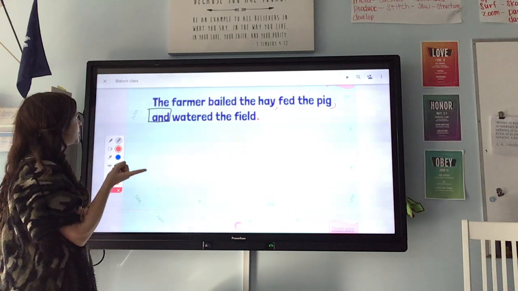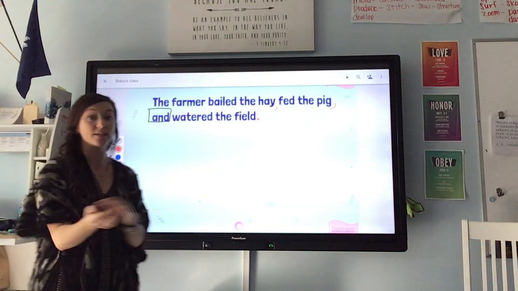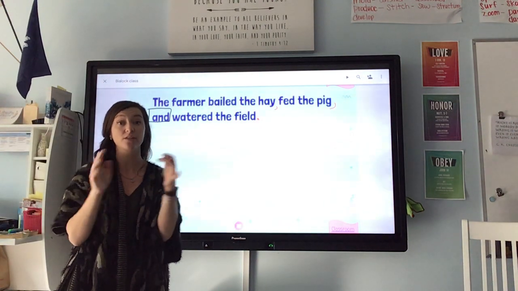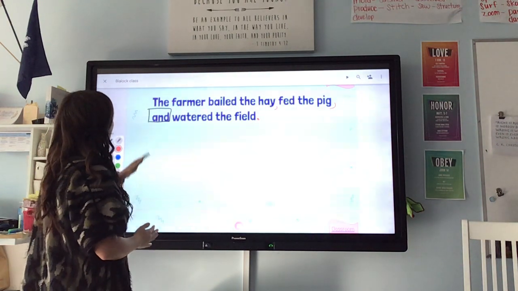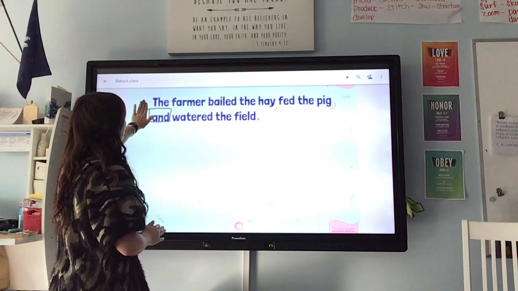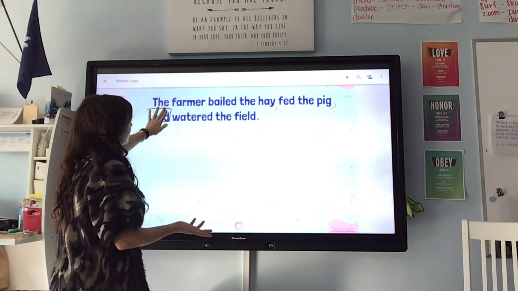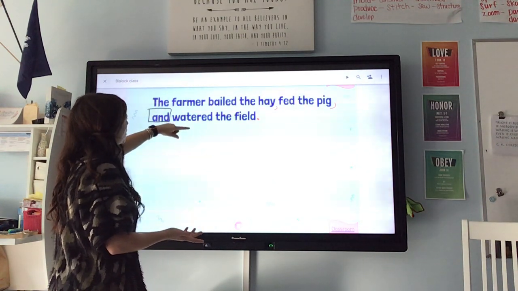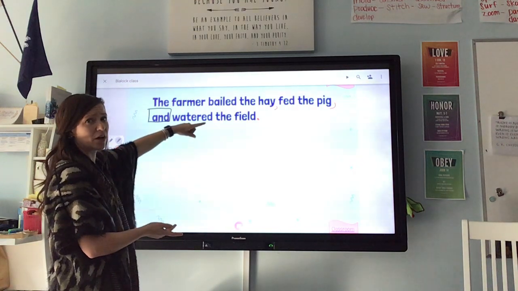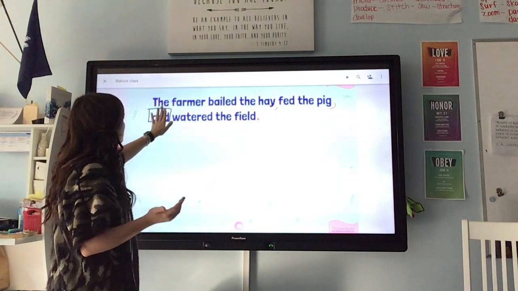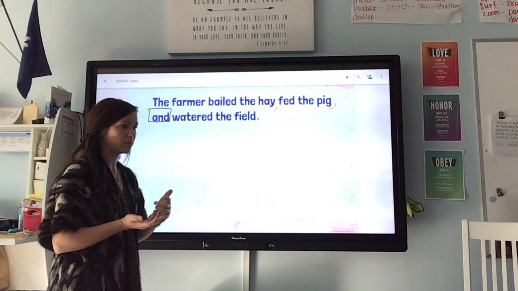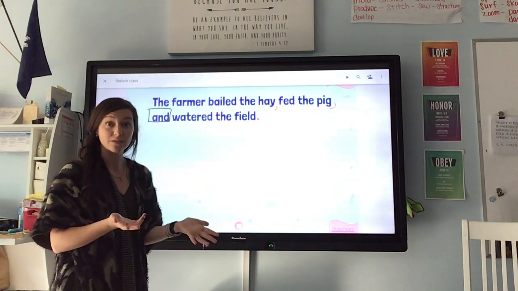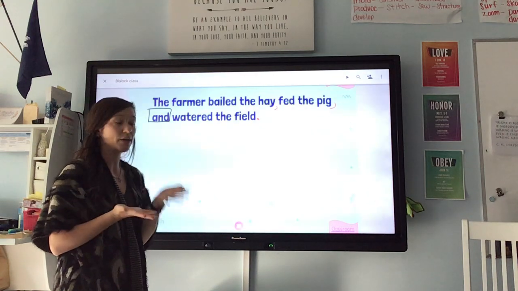So no prepositional phrases, there is an and. Well, what is the and combining? Is it combining subjects, predicates, or complete thoughts? If I go to the front, the farmer baled the hay, fed the pig, okay, it could be a whole complete thought. Watered the field is not a complete thought, right? It's not a complete sentence. So what is this combining? It's combining predicates. So this is a compound predicate.